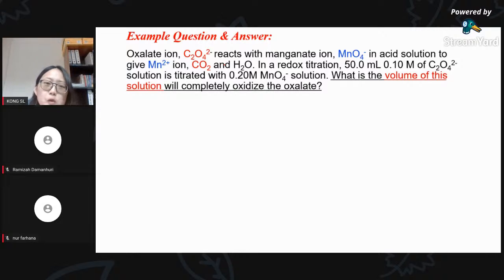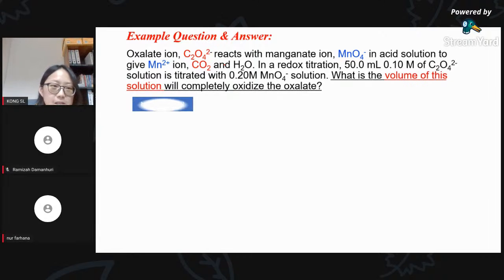Maybe some of the students get so excited straight away. Oh, what is the volume of the solution? Straight away, M1V1 equal to M2V2. Then sorry, you get the wrong answer. Nampak soalan ni you kena fikir sikit. Tak mungkin begitu senang. Ada ion-ion, lepas tu suruh you cari volume. You have to form the redox equation.